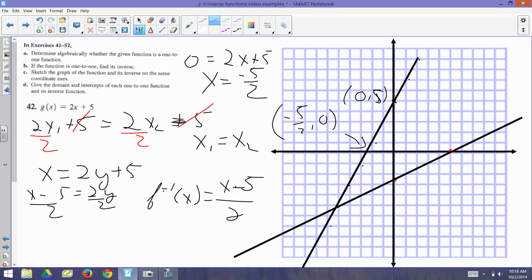I found the inverse. So here's the inverse. I found the intercepts for my graph. That's my f of x graph. The y-intercept is 5. The x-intercept is negative 5 halves. My inverse function is the bottom one. And my x-intercept now is 5. And my y-intercept is negative 5 halves. So the x and y is changed. Sketch a graph, find its inverse on the same coordinates. Give the domain and intercepts for each one-to-one function. The domain for each function should be all real numbers.